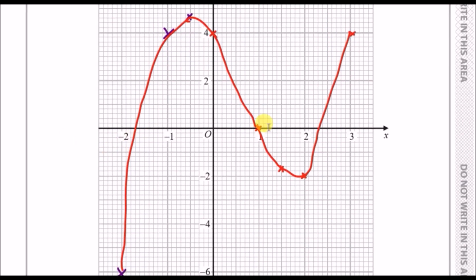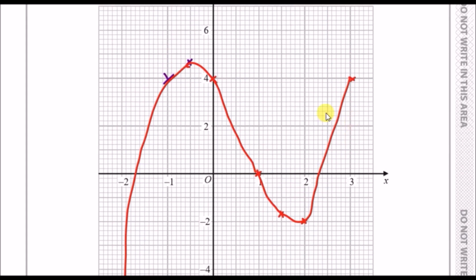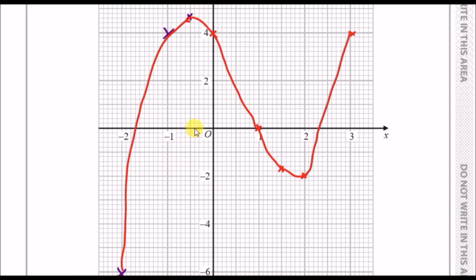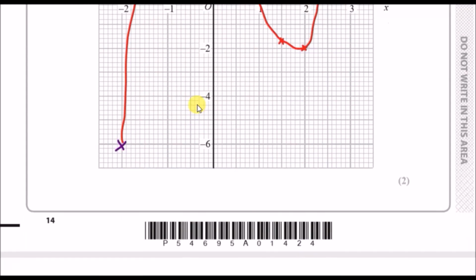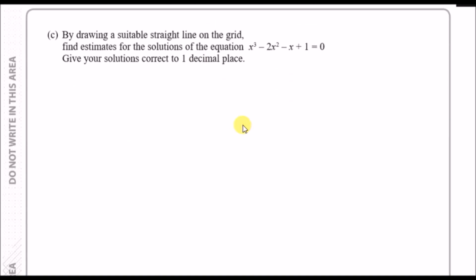And that's really it. So now it's all been joined. Not the best curve, but hopefully it looks a bit like this. Guys, just correct me if I did anything wrong and just let me know. Otherwise, let's move on to C. So this is the one that everyone seems to get problems with. So by drawing a suitable straight line on the grid, find estimates for the solutions of this equation.